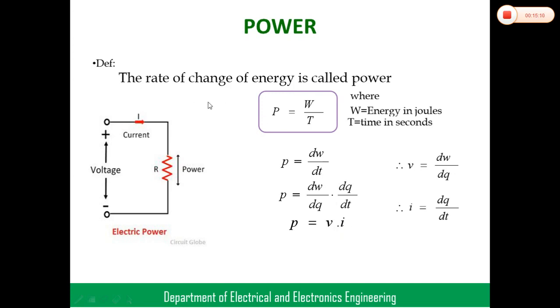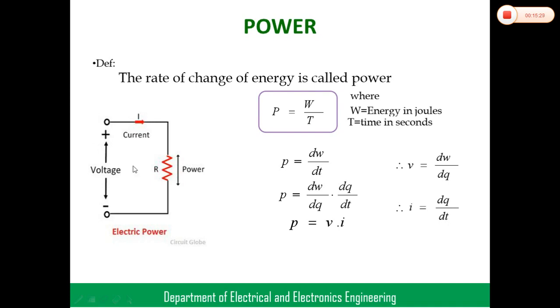The main definition I told you is that power, P equal to dW by dt, is the rate of change of energy. The rate of change of energy is called power, right?